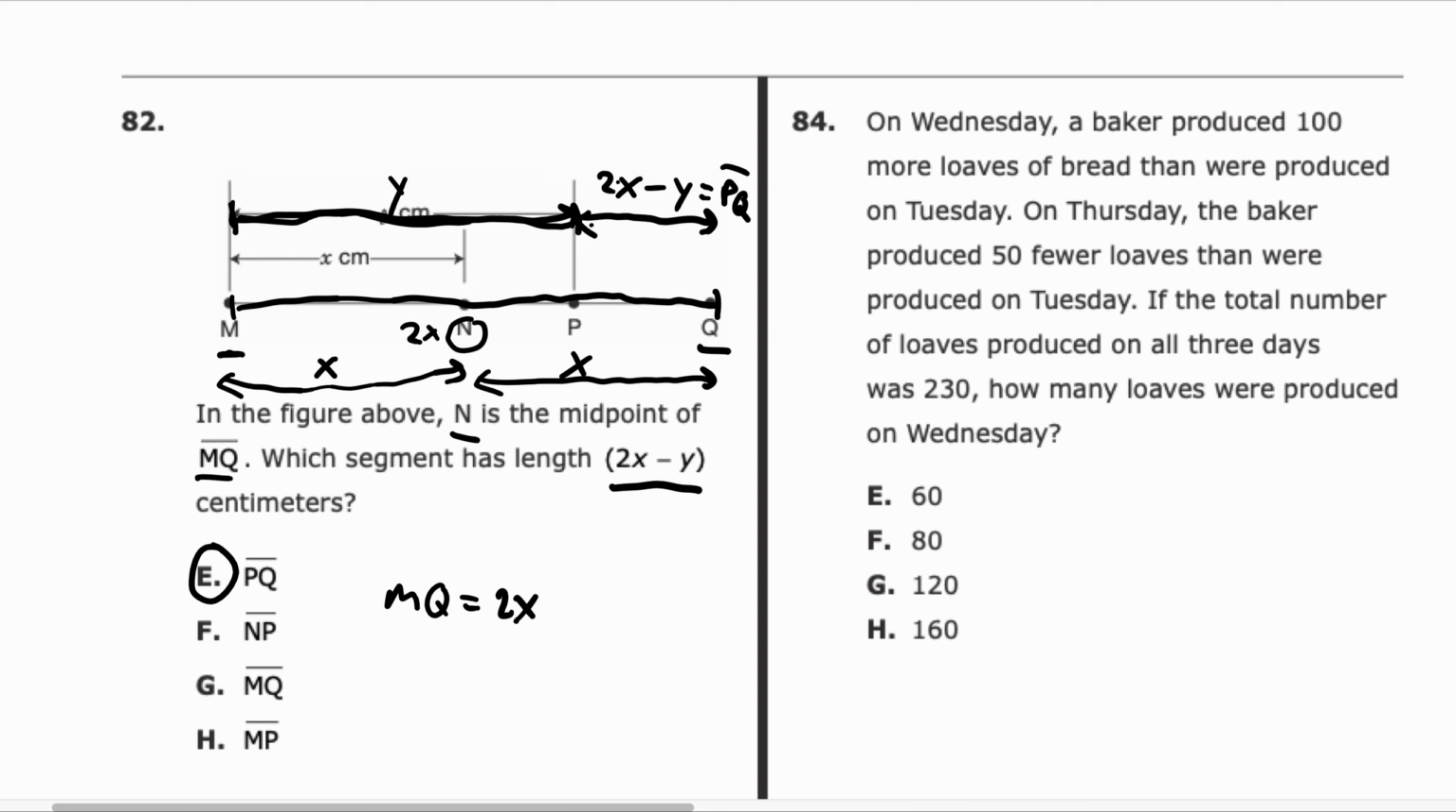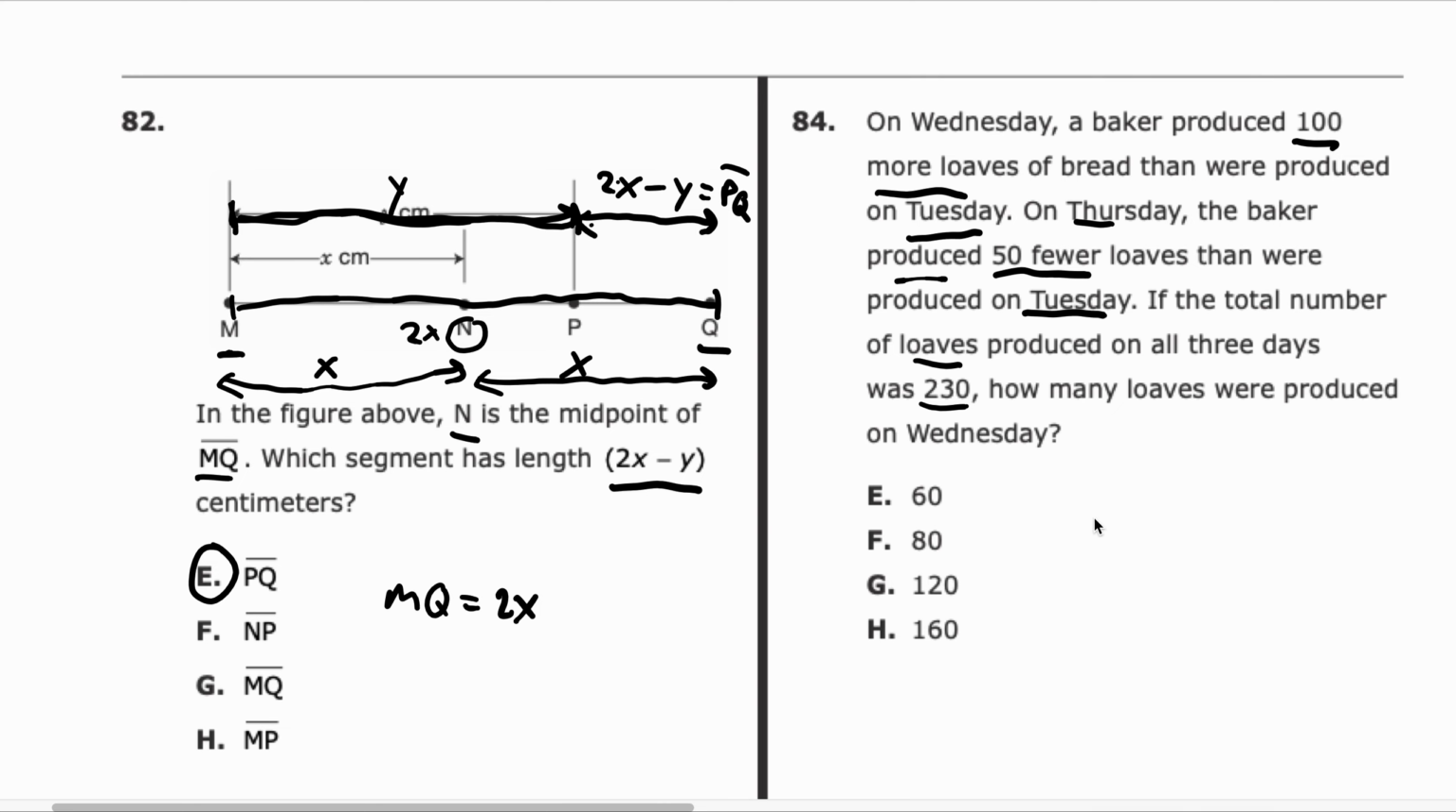Alright, so on Wednesday, a baker produces 100 more loaves of bread than were produced on Tuesday. On Thursday, the baker produces 50 fewer loaves than were produced on Tuesday. If the total number of loaves produced on all 3 days was 230, how many loaves were produced on Wednesday?